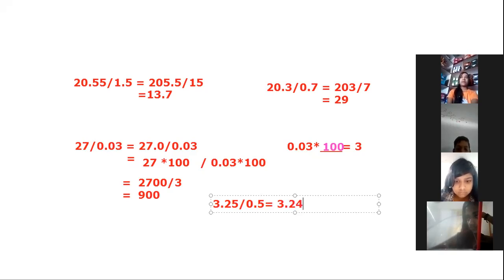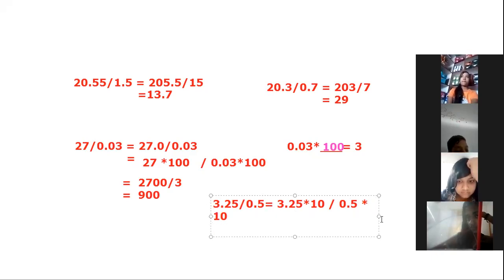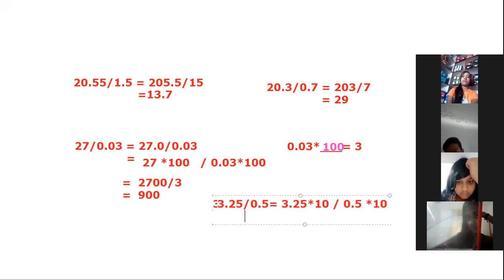3.25 into 10 divided by 0.5 into 10. Is it? Then how will you change this? How will you change? 3,250. Is it 3,250? We are only multiplying with 10.